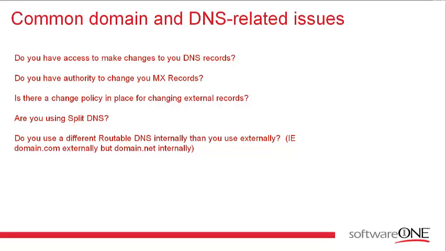There are such things as split DNSs. That means internally you use domain.net and externally you use domain.com. That can be an issue. You have to basically do some conversion in routing. And that's something, if you have a question about, ask your SoftwareOne rep, and we'll get back to you with a write-up on how to do that, because it can be a little complex, and it's something a lot of companies have run into.